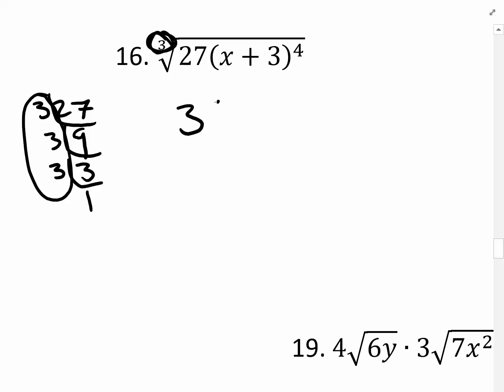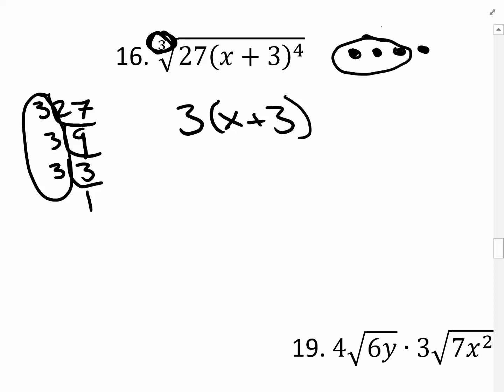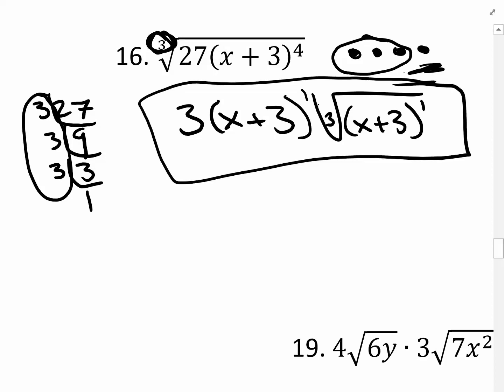Now for the parentheses, I have x plus 3, but I have 4 of them, and on 3 is the group size. I'm going to make dots for this one. 1, 2, 3, 4. I need a group of 3. I just have 1 circle, so just 1 of those gets out. But there's 1 leftover dot, so that means I need to write my cube root again and write that leftover inside. x plus 3 to the power 1. Now I'm done, and that's my final answer.